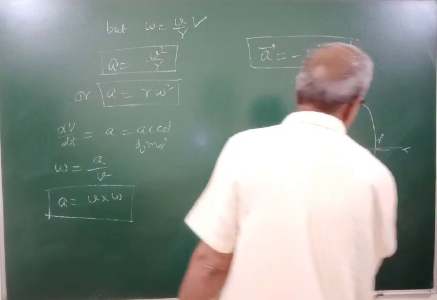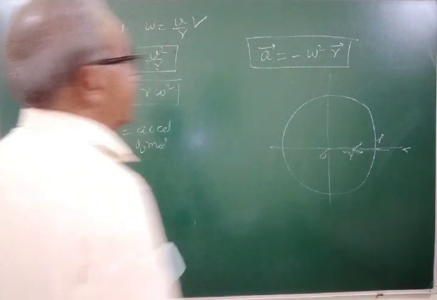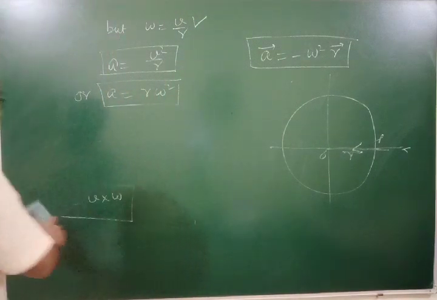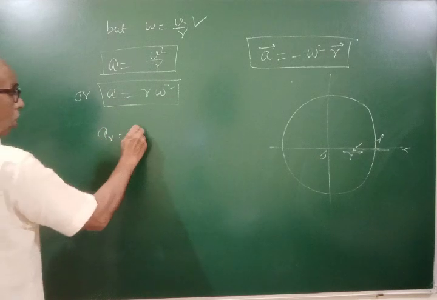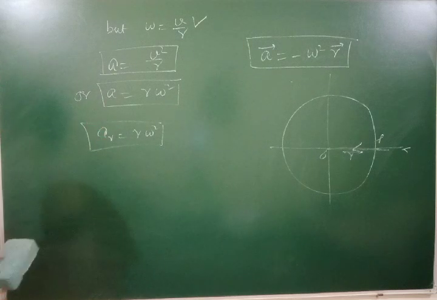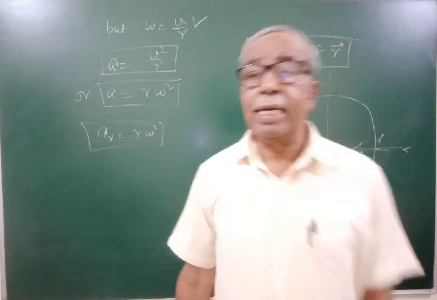This is vector R. Acceleration inward, so I have put a minus sign here. This centripetal acceleration is also called radial acceleration. So we can write AR equal to R into omega square. In place of centripetal acceleration, people call it radial acceleration.